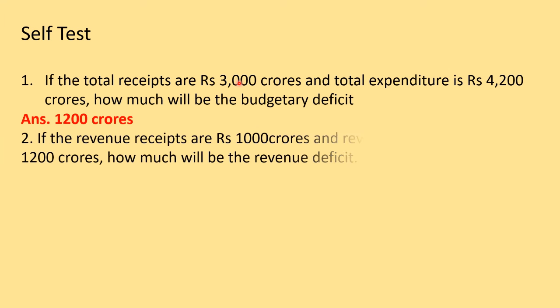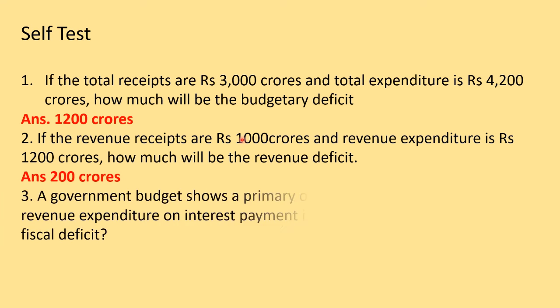Let us see the next question. It's a request: everybody sit with a pen, pencil, paper and try to calculate quickly. Here the revenue receipt is given to us, 1000 crore. Revenue expenditure is 1200. We have to calculate the revenue deficit. What is the formula to calculate revenue deficit? Revenue expenditure minus revenue receipt. Expenditure 1200, receipt 1000. So 1200 minus 1000, 200 crore.